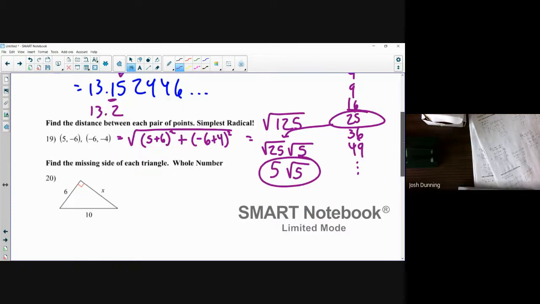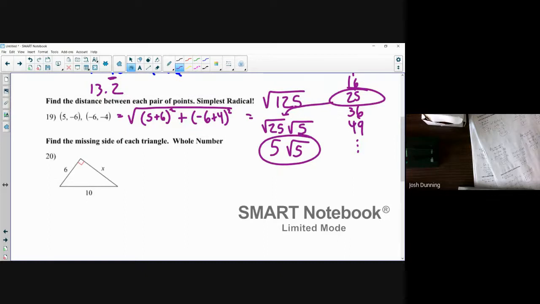20. 20 says whole number. We got a right triangle, so it's a squared plus b squared equals c squared. The only one that matters, c has to be the hypotenuse, the longest side, the side that's across from the box, has to be c. The other two don't matter. You could have 6 squared plus x squared, or you can have x squared plus 6 squared. Just that 10 has to go in for c.